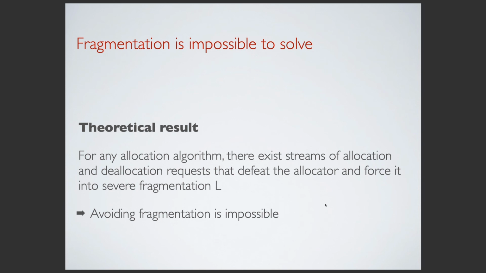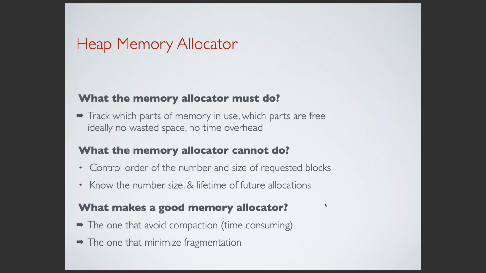So avoiding fragmentation is impossible, but we're going to try to do our best, and we're going to try to find the best algorithm that matches most of our cases. So we need to design a memory allocator. What does this memory allocator need to do? First of all, it needs to track where is the free space. And at some point, it is going to be fragmented somehow. We're going to need to track all of these pieces.